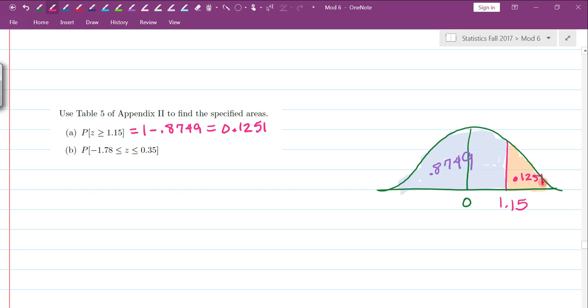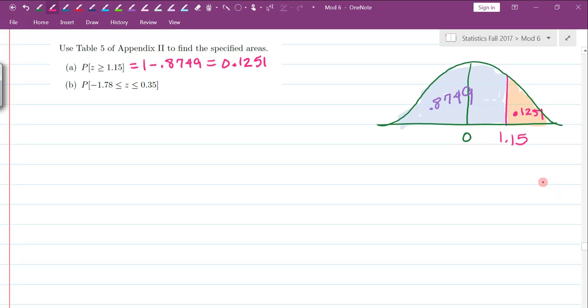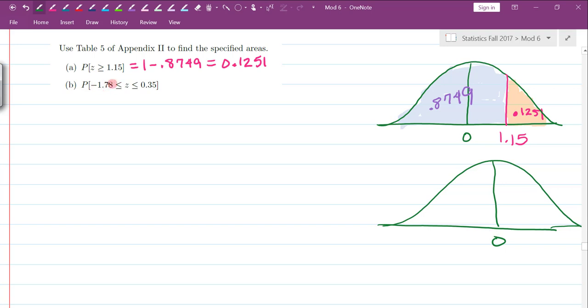Let's draw a picture for our next question. So we draw our standard normal curve. We put our 0 in the center because that is our mean. And it says, I want to know the probability that z will be greater than negative 1.78, but yet less than 0.35. So it's a negative and a positive. We have negative 1.78, and then a positive 0.35.